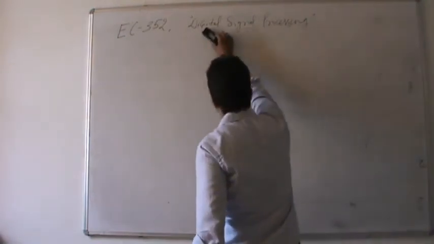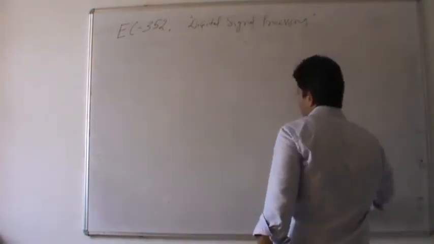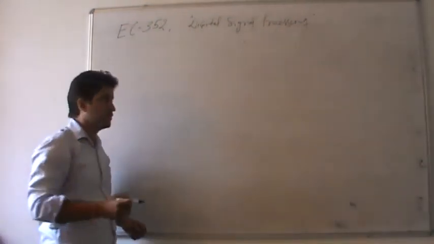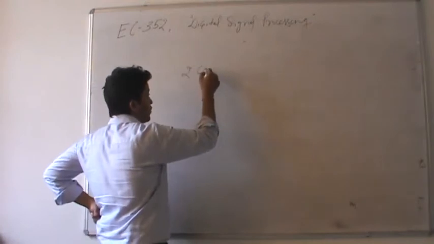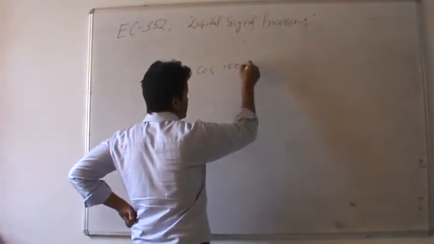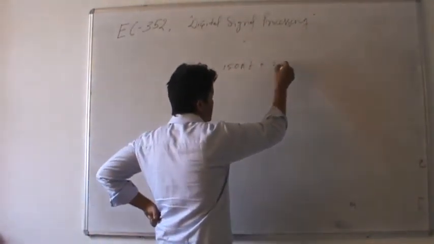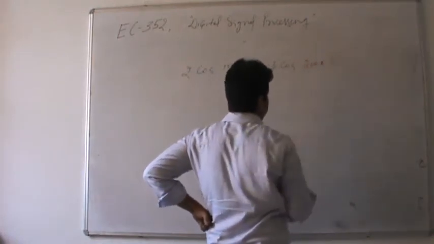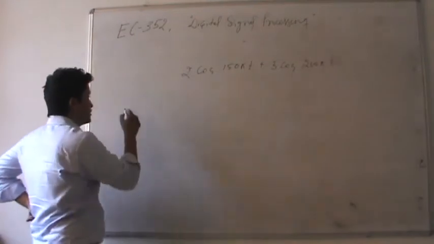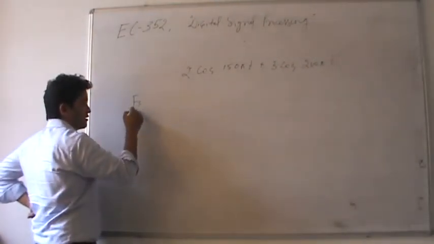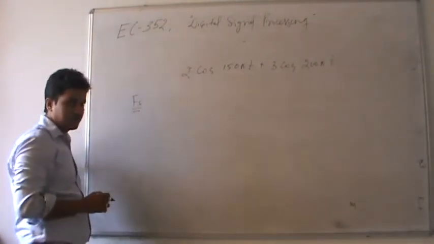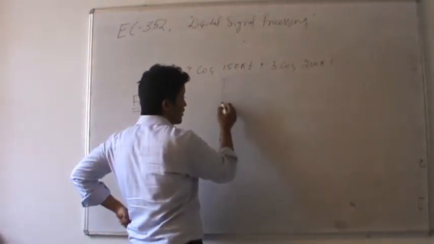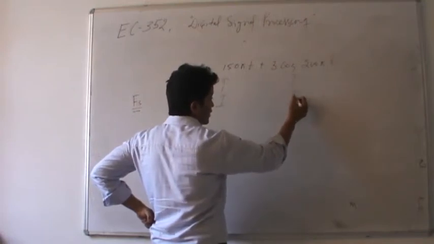We will solve two numericals on this problem and we will close the session for today. Suppose I have a signal like 2 cos 150 pi t plus 3 cos 200 pi t. Find out the sampling frequency so that we can reconstruct the original signal. This is a composite signal: this is the first part, that is the second part.